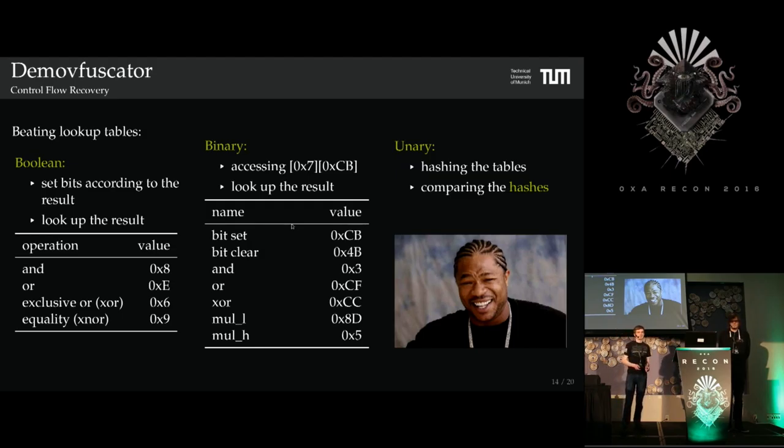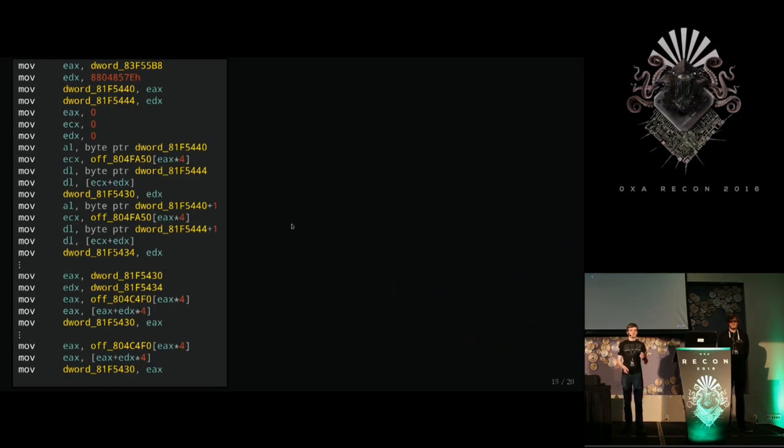For unary operations, we hash the tables, which works quite well. Now we have figured out which lookup table fits to which address, and now we can translate back. And now we have here the stream of instructions, which is exactly what I showed before. You can identify the equality lookups and the AND. NOT? Well, I guess so.